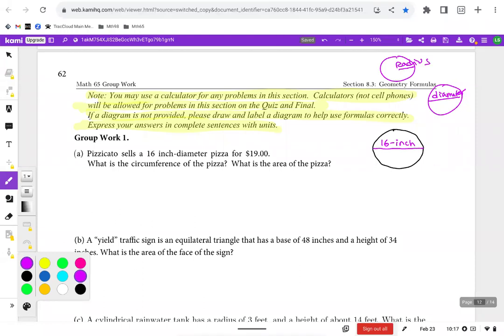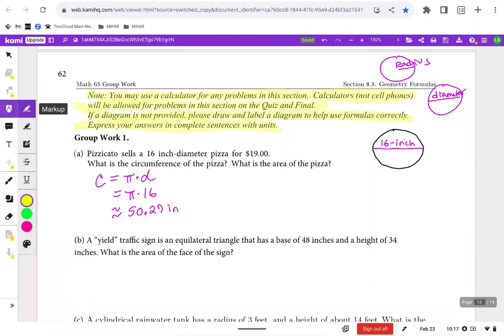And I need to find the circumference. If I look on my formula sheet, circumference is equal to pi times the diameter. And so in this case, I'm going to do pi times 16. That's approximately 50.27 inches. I can either do 3.14 times 16 or use the pi key on my calculator.